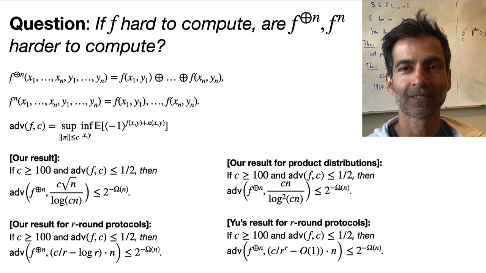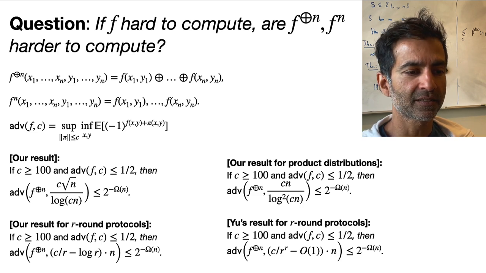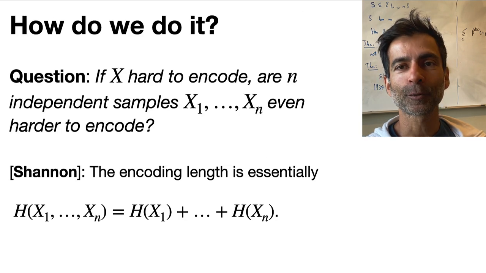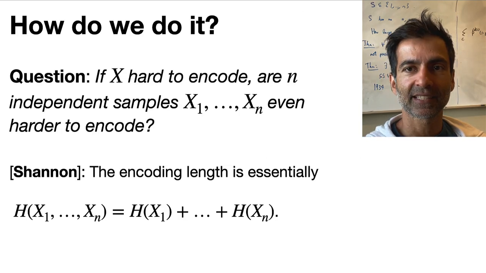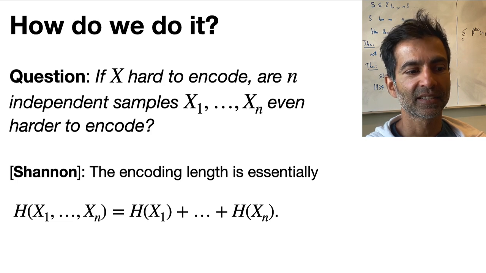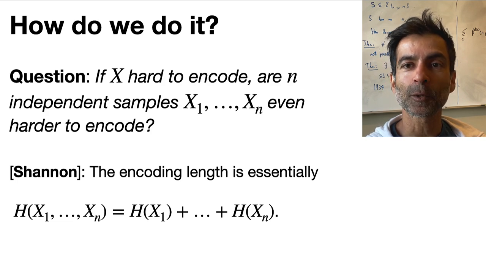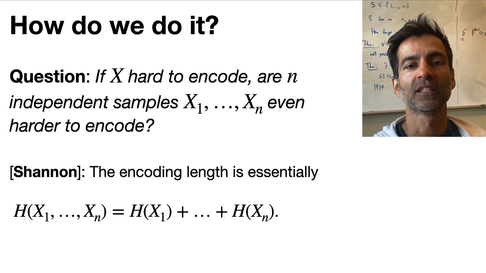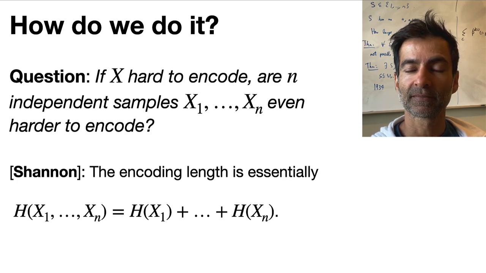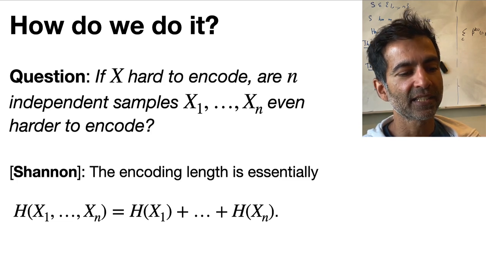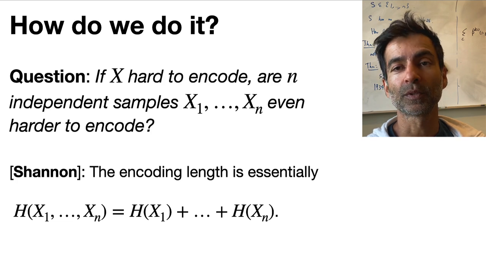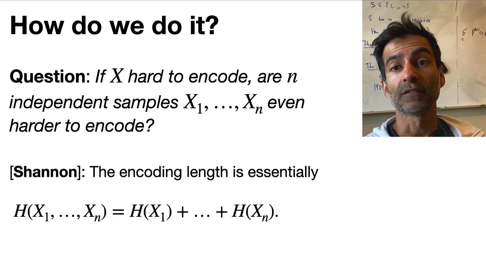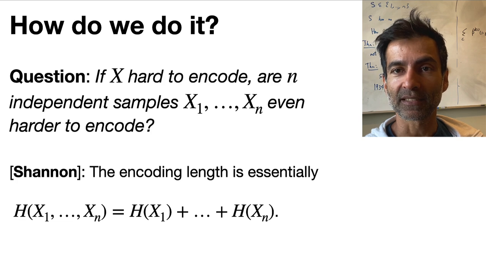Okay. So those are our results. Now, how do we do it? Well, the key idea of our work is in some way connected to this example of Shannon's that I talked about earlier. Now, what Shannon did here was come up with a notion of information, namely the entropy of a message.